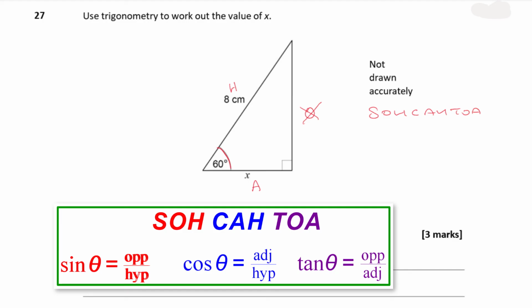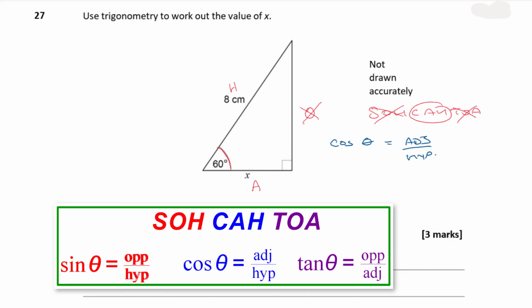What I tend to do is think which one don't I want, and get rid of all the ratios that have that one in it. So SOH has got an O in it, TOA has got an O in it, so it can't be either of those two. It's going to have to be that one there, the CAH part, which is the cosine. Once we've worked out which ratio to use, I'm going to write down the ratio itself. So cos theta is equal to the adjacent over the hypotenuse.